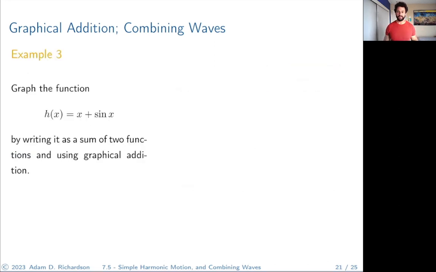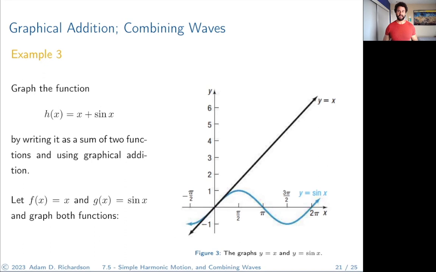So let's try to graph the function h(x) = x + sin(x) by writing it as a sum of two functions and then using graphical addition. So here we go. Here's what it looks like graphically. I called the function x, f(x), and then I called the function sin(x), g(x). And then they're both graphed right here.